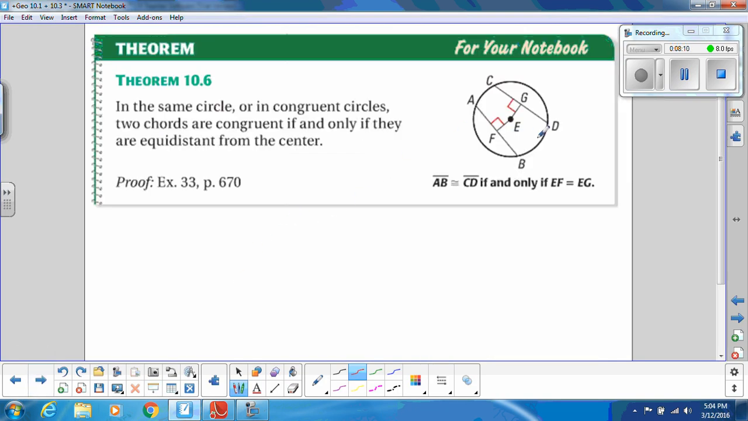Two chords are going to be congruent if and only if they are equidistant from the center. Remember, that means that FO and EO would be congruent. Same thing as what we were just talking about. So we have two things going on with chords being congruent. If chords are congruent, we know that the arcs that they cut off are congruent, and we know the distances to the center are congruent.